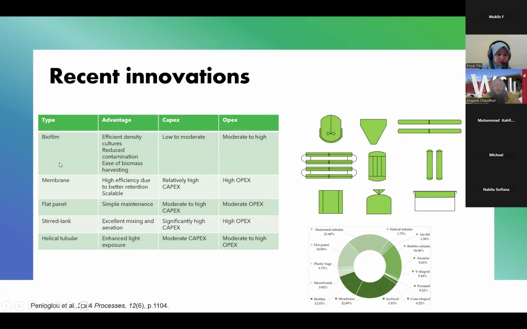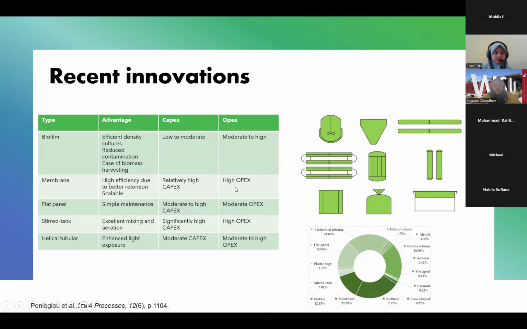For example, a biofilm rotating bioreactor: the advantages would be higher efficiency density cultures, reduced contamination, and ease of biomass harvesting. The capex is quite low to moderate, and opex will be moderate to high. The membrane one is high. It produces very high efficiency and can have higher retention time as well. However, the capex of this is comparatively high, and even the operational cost.